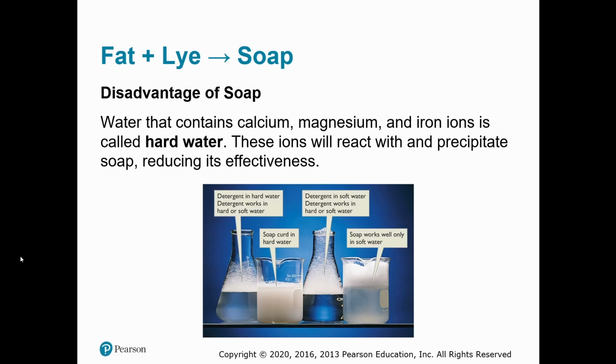If you've ever let a glass of water sit on your nightstand and evaporate over time, you might have noticed a white film that'll start to occur on the outside of the glass. This is evidence of hard water. Hard water, often tap water, contains high concentration of minerals such as calcium, magnesium, and iron. These ions will react with the soap and basically precipitate out the soap, reducing its effectiveness. This is one of the disadvantages of soap and why it's necessary to use, in some cases, detergents.